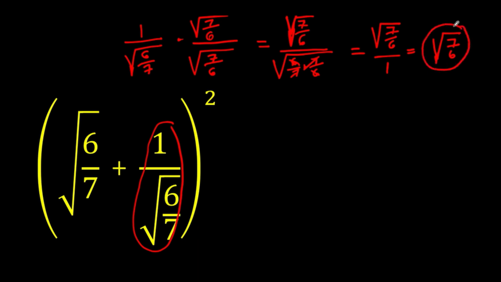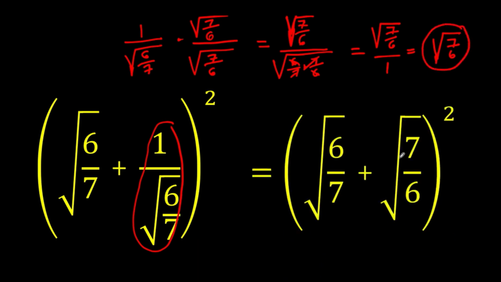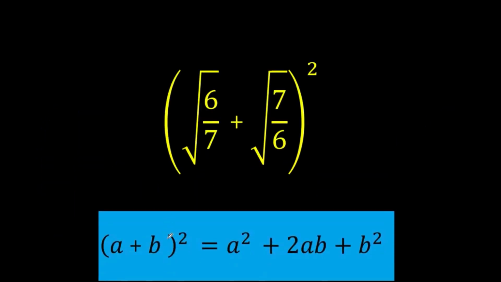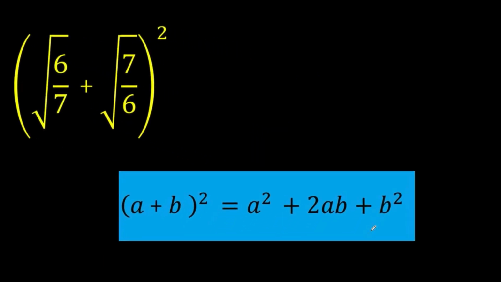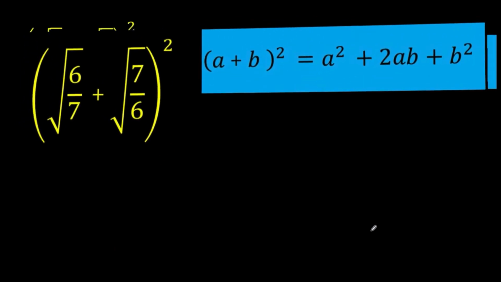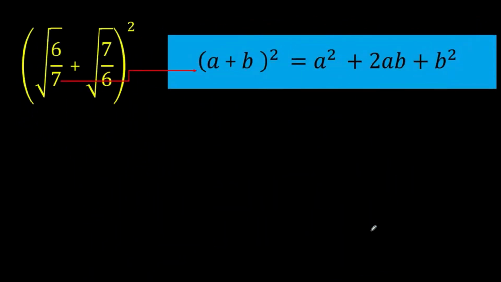So let's substitute that result now, and we arrive at this, where this result is now this part. So we now have here a square of a binomial that we can simplify. Remember that the formula for squaring a binomial is if you are given the quantity a plus b squared, that is equal to a squared plus 2ab plus b squared. Now in this case, our a would be the square root of 6 over 7, and our b is the square root of 7 over 6. And so we can now expand the given expression this way.